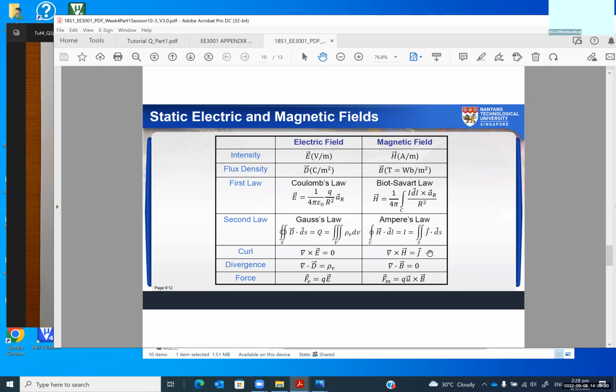Whereas for the divergence of flux, this flux density D is related to the electric field. So the divergence of D is equal to rho V, which means if you have some volume charge, then you have some electric field that's radiating in the radial direction. Whereas there's no radiation of magnetic field. It's always 0.